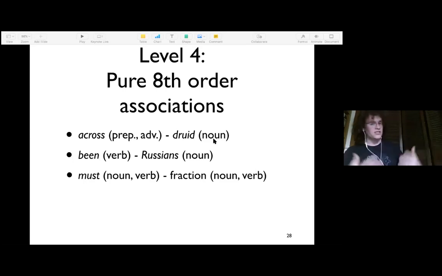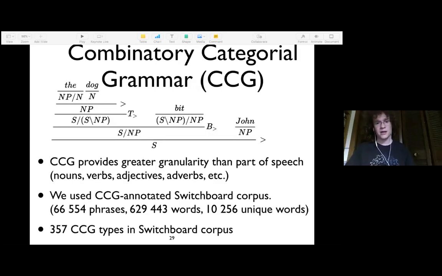All right, so this is just to give examples of what these higher order associations look like, but are they actually useful for language tasks? So let's quantify this. To quantify it, I'm going to use combinatory categorical grammar, which is a theory of linguistics that gives us fine-grained representations of part of speech. So basically, there are hundreds of different types of combinatory categorical grammar types. And it's more fine-grained than noun, verb, adjective, adverb. And so we can use this to classify words with a great deal of specificity.